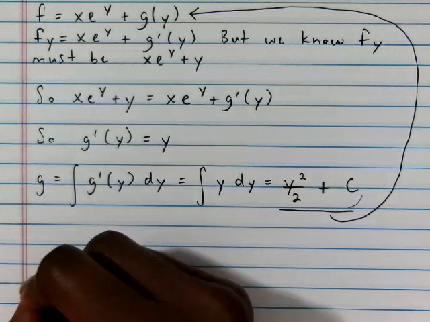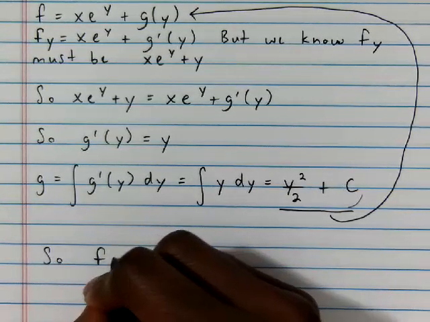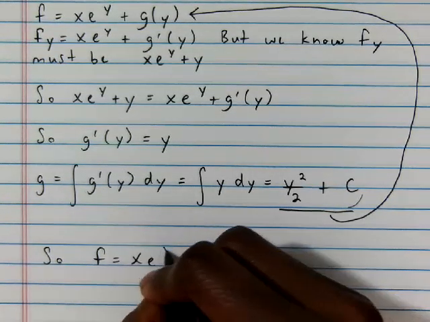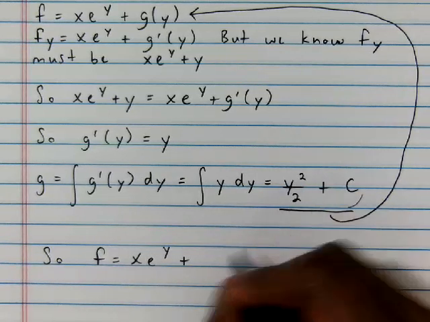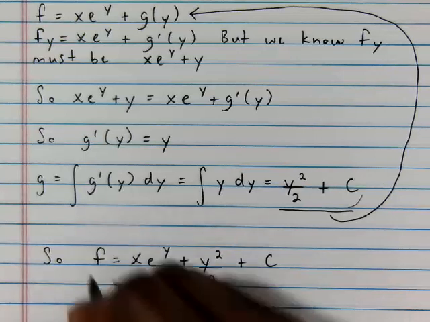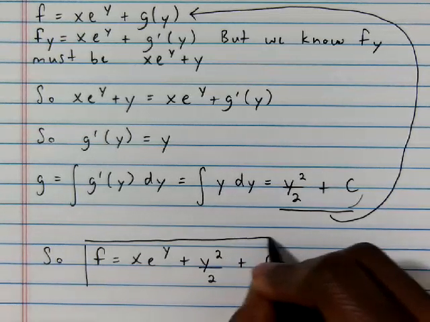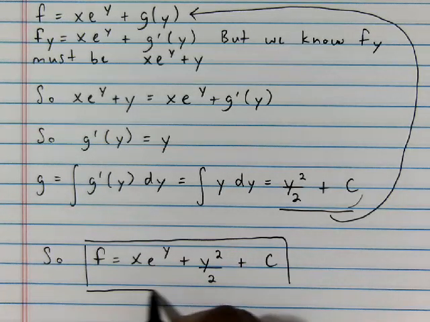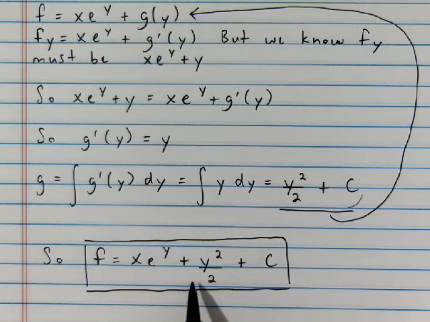So f equals x times e to the y plus y squared over 2 plus c. And remember, again, you can always check your answers here. So take the partial of this with respect to x and make sure you get what you started with, and take the partial of this with respect to y and make sure you get what you started with, and you know that your answer came out correctly.